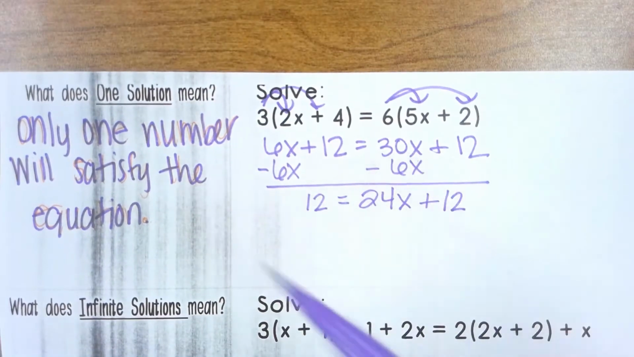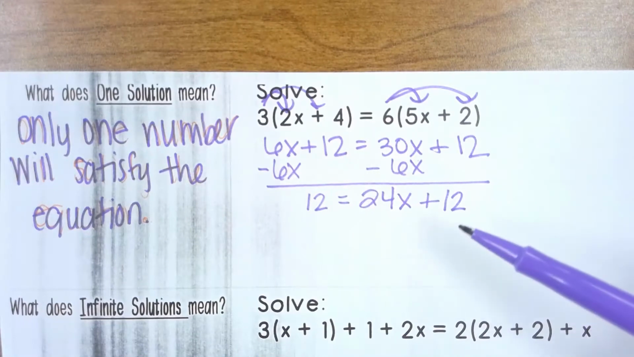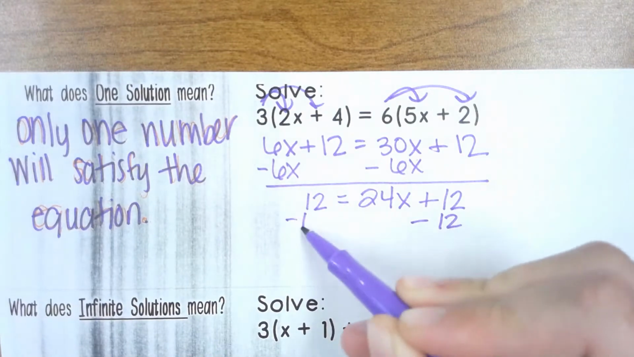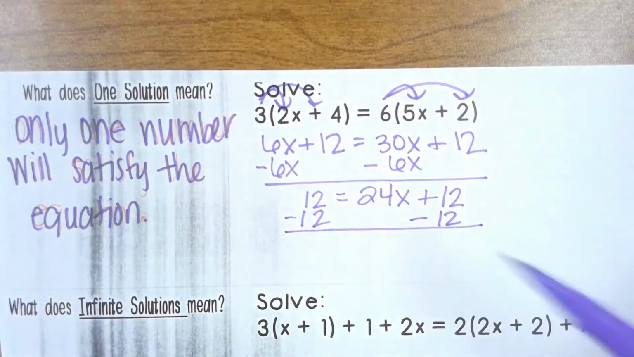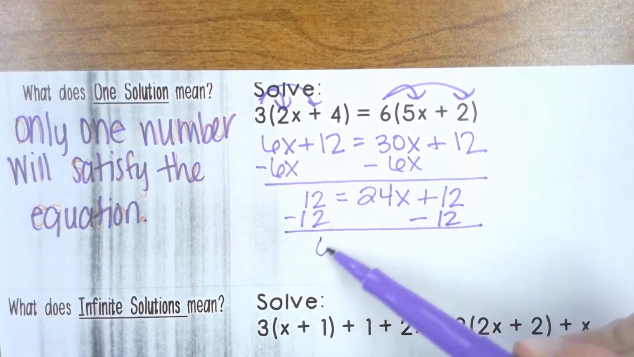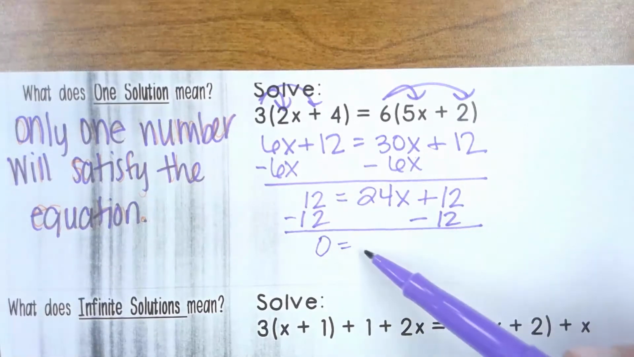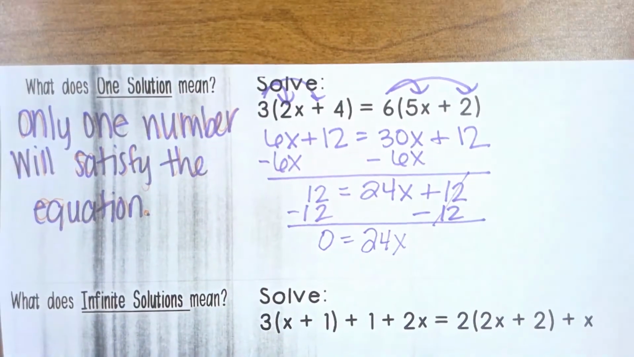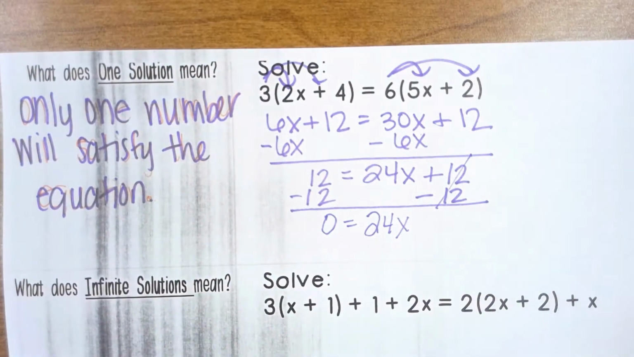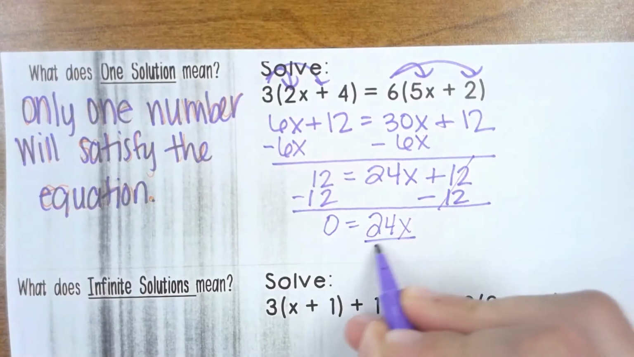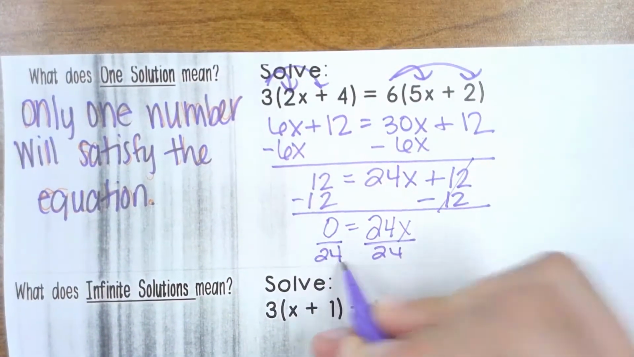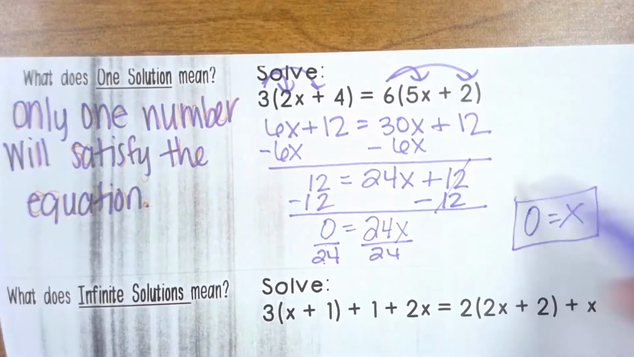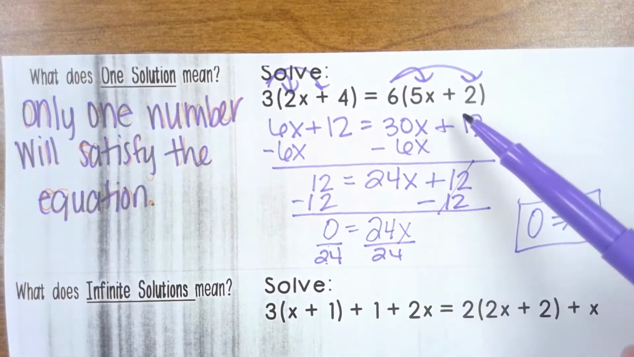And then as soon as you move your x's to one side, it should just be a basic equation from there. So to get x by itself, I'm going to move this 12 by subtracting it on both sides. 12 minus 12 is 0, so I'm going to have a 0 there, and then I'm still going to have a 24x because these 12s will cancel as well because that is also 0. And then your last step to get x by itself is to divide by that 24 on both sides. So 0 divided by 24 is 0. So the only solution to this equation is 0.